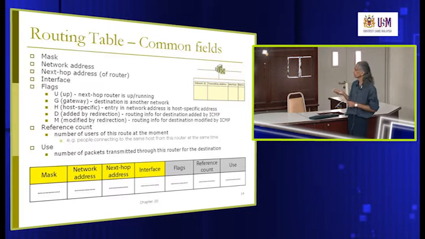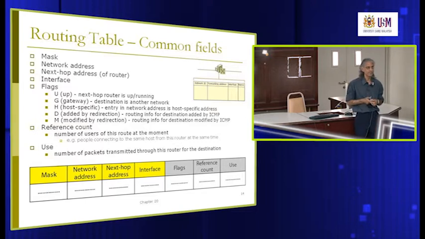Then we have a reference count. It basically tells you how many users are using this route at the moment. How many different IP addresses have gone through this particular route or path? Then that's the count, and the use at the end says how many packets have been transmitted through this destination. So one keeps track of how many packets have gone through, and this one keeps track of how many different users or IP addresses have gone through this particular route.